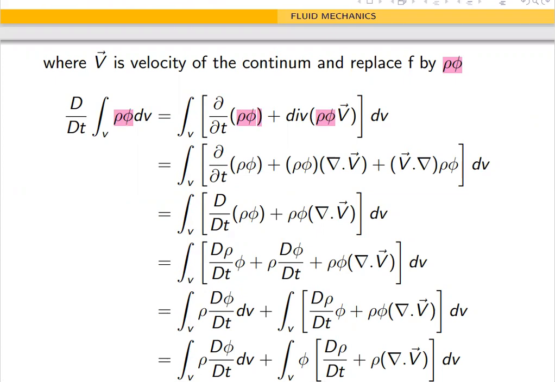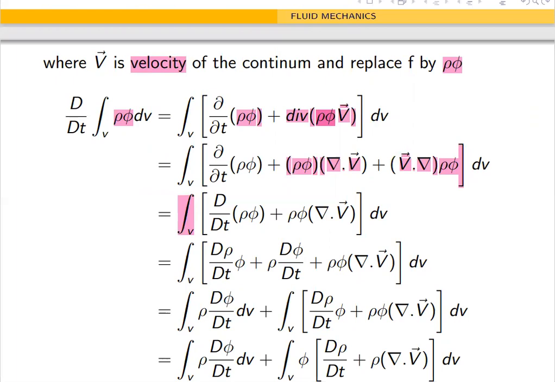Now rho phi is a scalar. So using the identity for the divergence of a scalar times v, where this v is small v, the velocity. Using the identity, the scalar stays outside, times the divergence of the velocity, plus v dot gradient of that scalar rho phi, dV. That is equal to the same volume integral as it is.